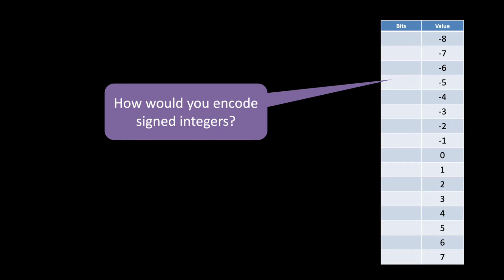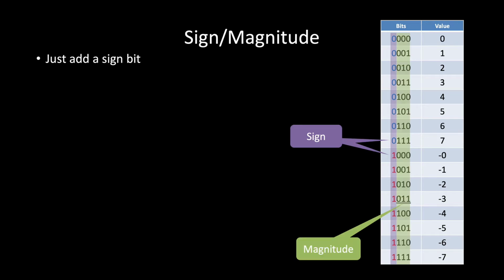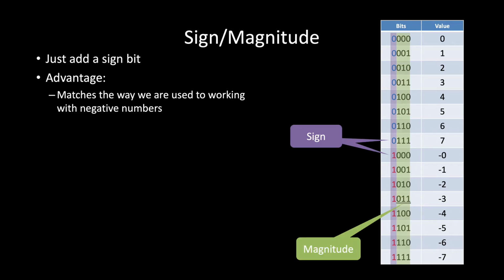When asked to devise an encoding for signed integers, most students first suggest adding a sign bit to a binary number. In other words, they're suggesting that we just add one more bit that indicates whether a number is positive or negative. This approach is called sign magnitude. Sign magnitude is appealing because it matches the way we already naturally handle negative numbers. The sign bit is analogous to the plus or minus sign we put in front of integers when writing them out by hand. However, this approach has a couple of disadvantages.